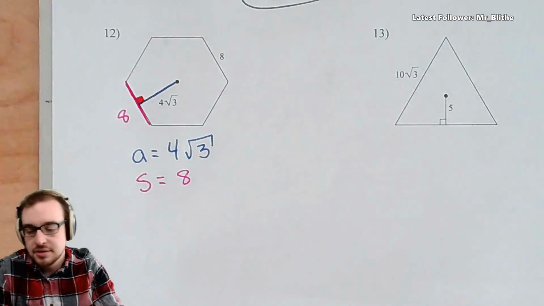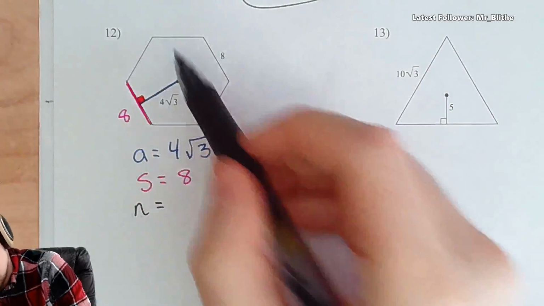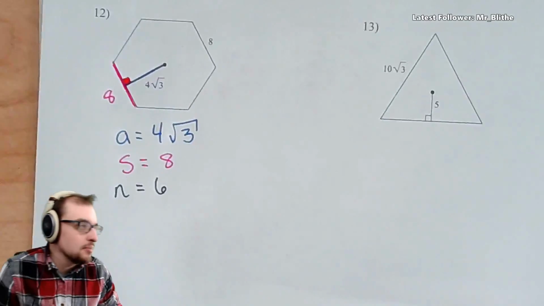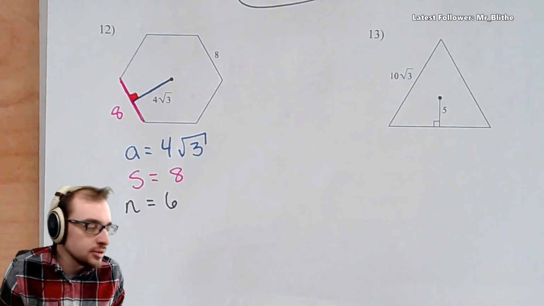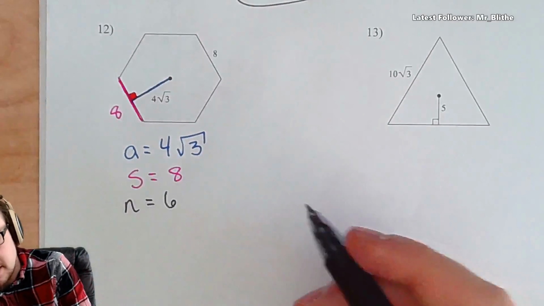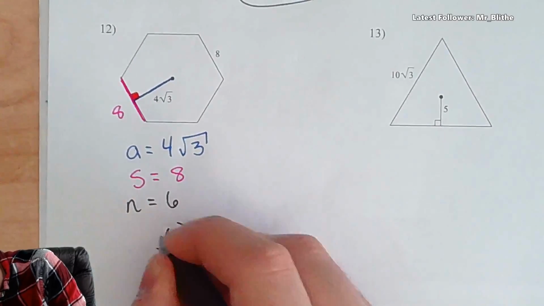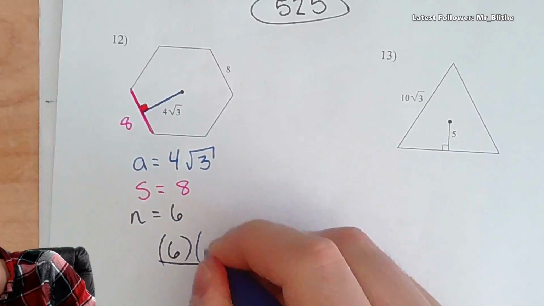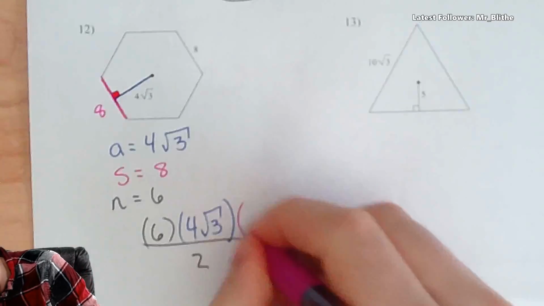And we know N is the number of sides, right? Well, that's going to be 1, 2, 3, 4, 5, 6. So you've got a hexagon. And again, the key is that this is a regular hexagon, so we can find the area using the apothem. We just do N times A times S divided by 2. N is 6. A is 4 root 3. And S is 8.